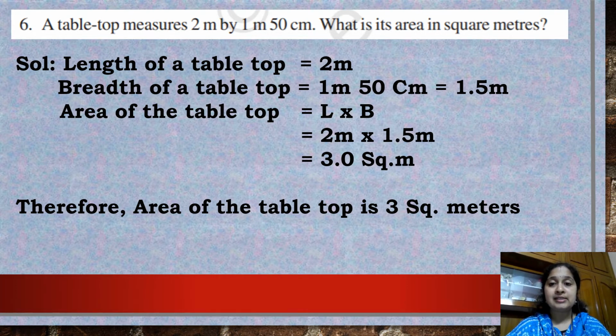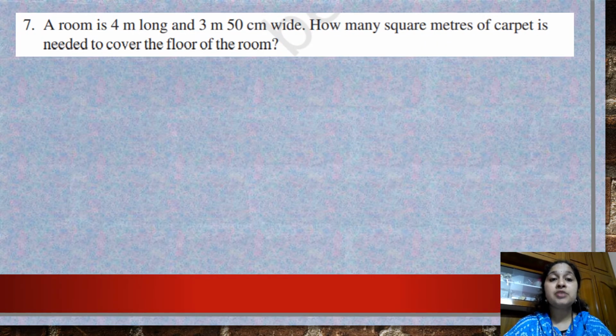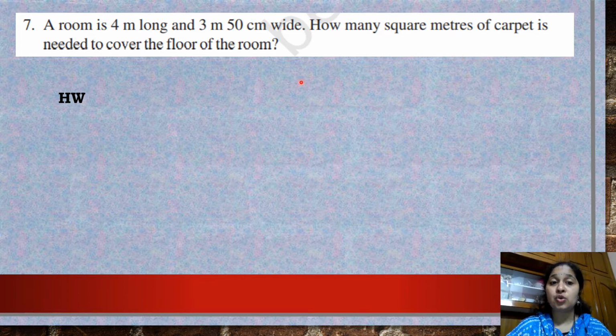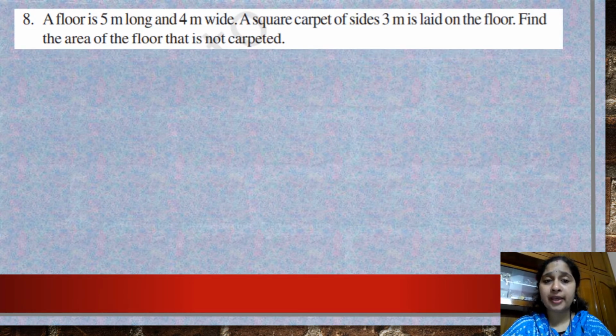Let's move on to the seventh problem. A room is 4 meters long and 3 meters 50 centimeters wide. How many square meters of carpet is needed to cover the floor of the room? So they're saying a room is 4 meters long and 3 meters 50 centimeters wide. How many square meters of carpet is needed to cover the floor of the room? It's similar to the previous sum. So you can complete that as homework. Let's move on to the eighth problem.